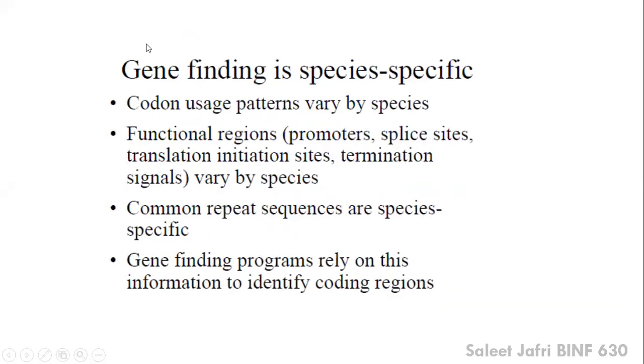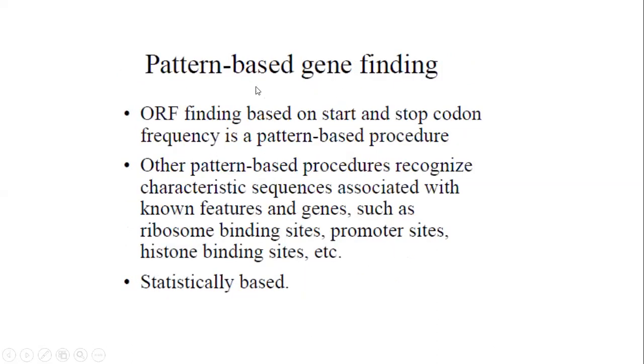One more important point: whatever genes you find using ORF and other algorithms, they are species specific. Whether you are looking at bacteria, at C. elegans, nematodes alone, or you are comparing with humans, species-specific gene finding can be done. For example, common repeat sequences are species specific. Gene finding programs rely on information, basically on coding regions also. So whatever ORF we spoke about briefly now, they are pattern-based gene findings.